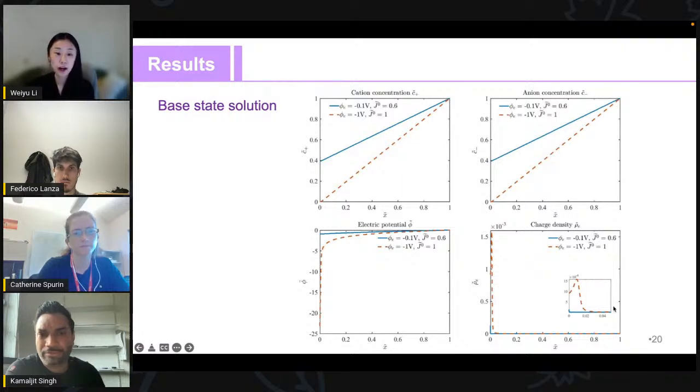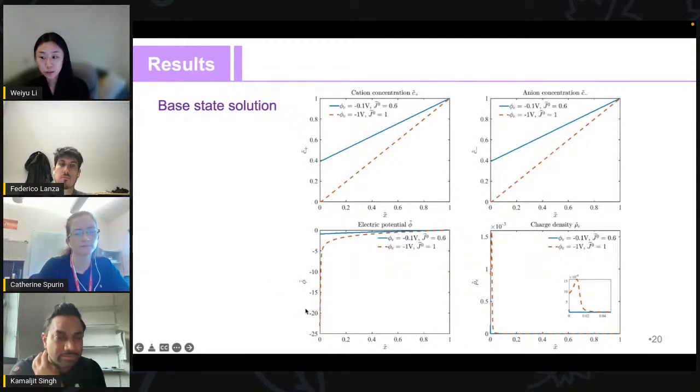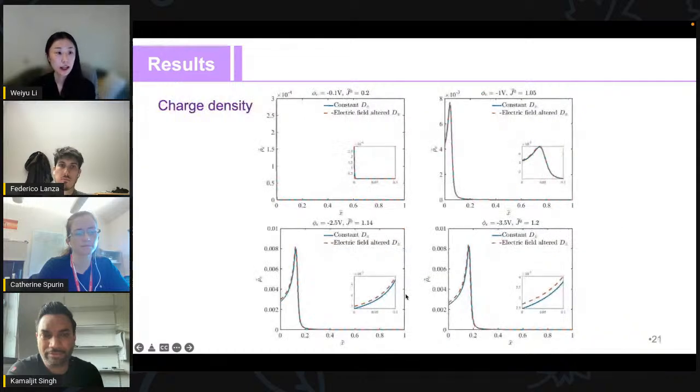And we can see from the last plot that there is an extended space charge region, extending to 0.02 L. It's a large space charge region. We can also observe a very high electric potential gradient near the electrode surface when applying a high electric potential. And next, we investigate the effect of the electric field on the ion diffusion and the electrodeposition.